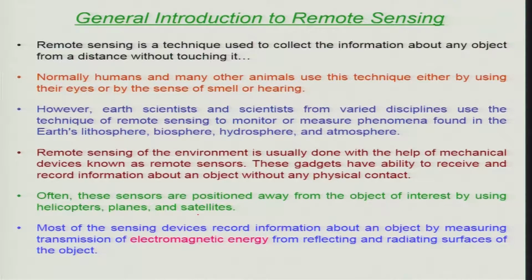Most sensing devices record information about an object by measuring transmission of electromagnetic energy. You must have heard about the electromagnetic spectrum. We will briefly discuss it because it is important in helping us understand the amount of reflection of light and the energy radiated from the surfaces of different objects. This depends on the composition, the structure of the object, and many other properties.